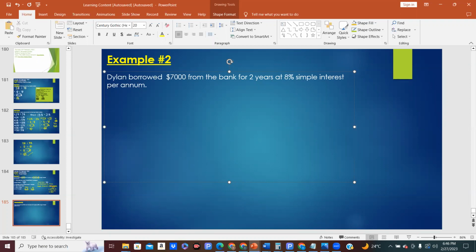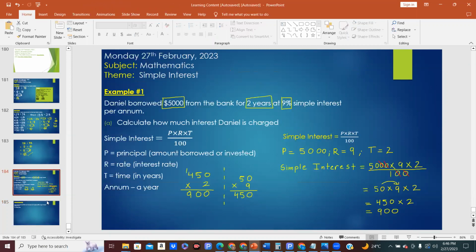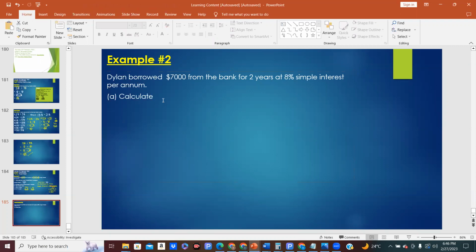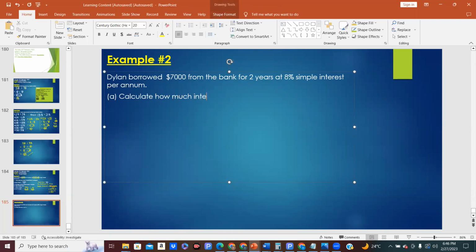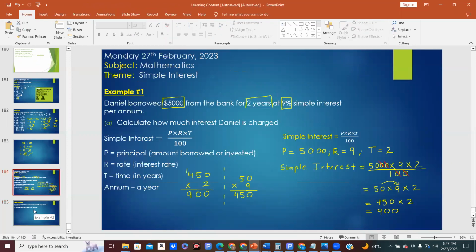All right. Question number 1. Calculate how much interest Dylan is charged. So calculate how much interest Dylan is charged.